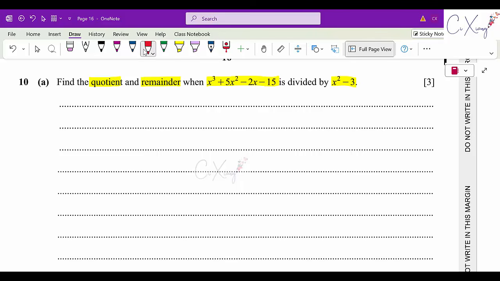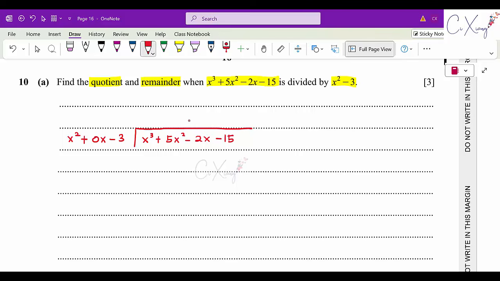Personally, I will use long division to get the quotient and the remainder. So let's start with the long division. I will put the polynomial inside, and after that, I will write the divisor outside. For this divisor, because there's no term in x, my habit is to put it as 0x, so that later when I do the long division, I will not get confused.